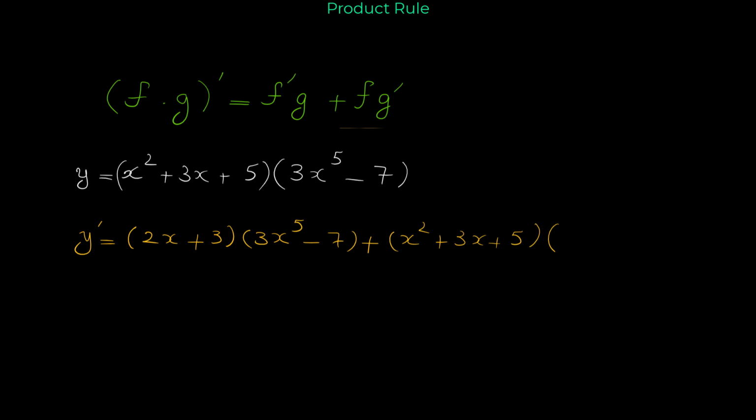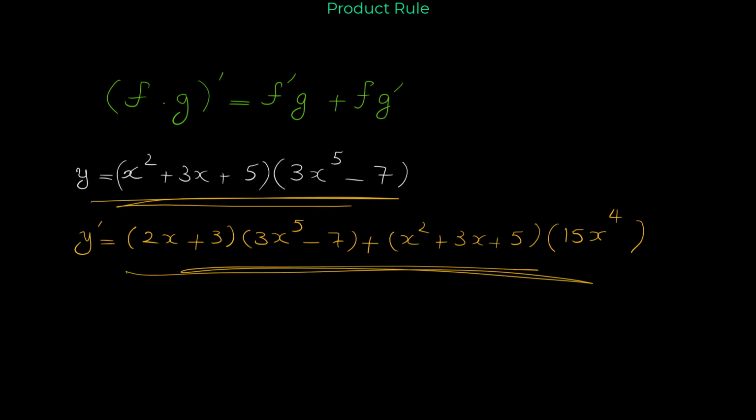The derivative of 3x to the 5 based on the power rule is 15x to the 4. And the derivative of minus 7 is 0, because we know that the derivative of any constant is 0. And we don't need to write minus 0 because it doesn't change anything. So the derivative of this given function is equal to this.